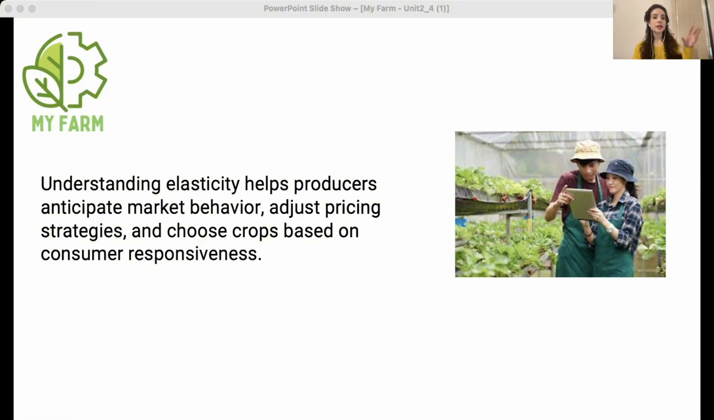Understanding elasticity allows producers to better anticipate how the market will respond to price changes. It supports smarter pricing decisions and helps farmers choose crops based on how sensitive consumers are likely to be to changes in prices.